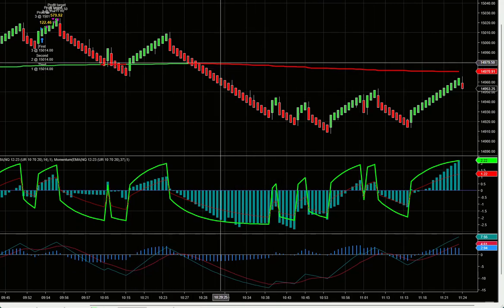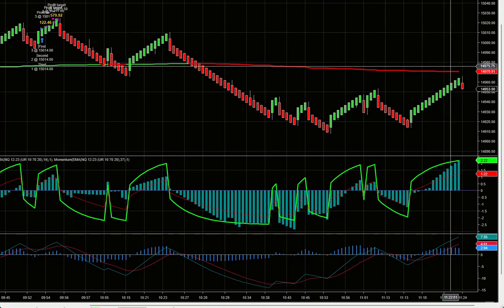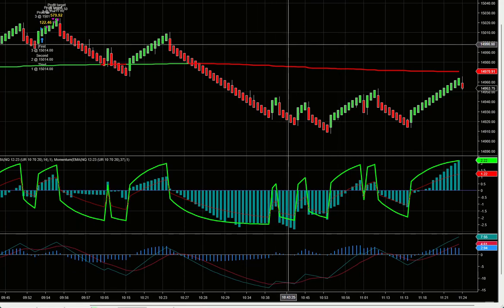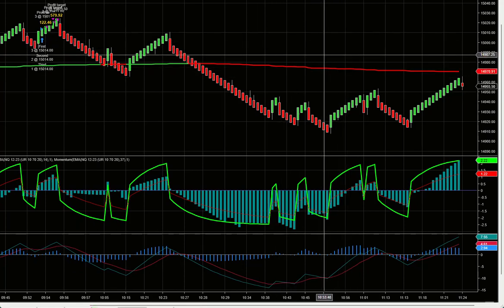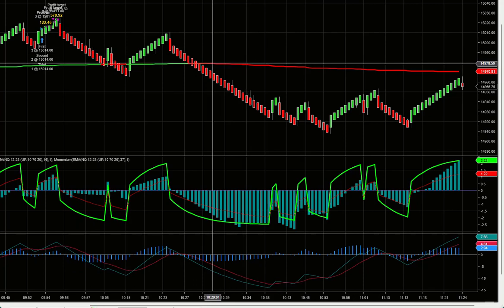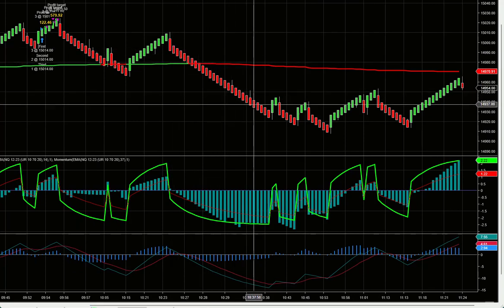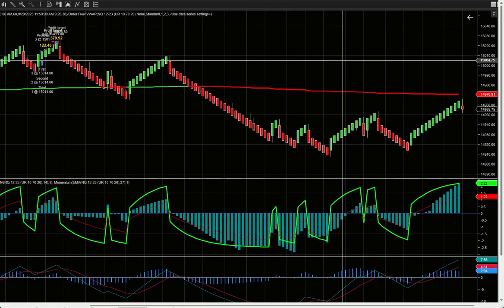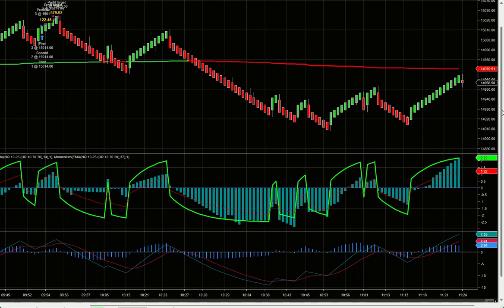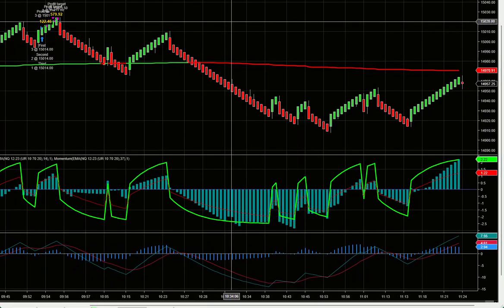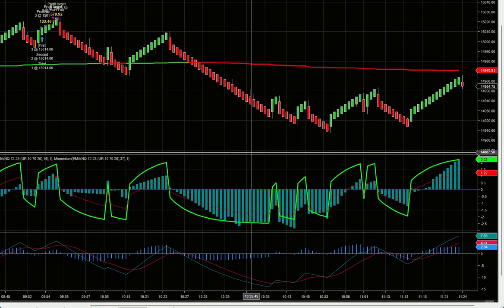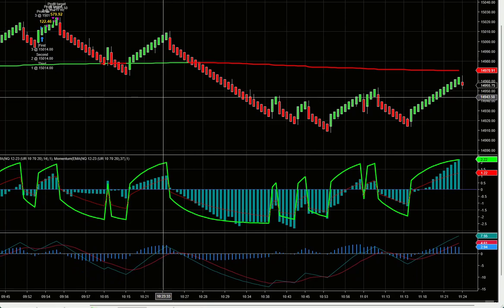This is the VWAP line, and I basically did not have the deviation levels displayed on this chart, to make it look a little bit cleaner. And the bar type is Unirenko, and the bar size is 10, 20, and 70. Okay, and I have 30 days of data loaded for December contract for NQ.